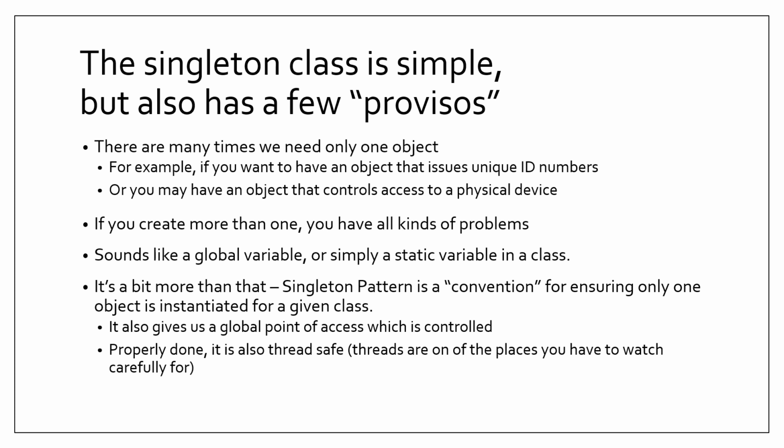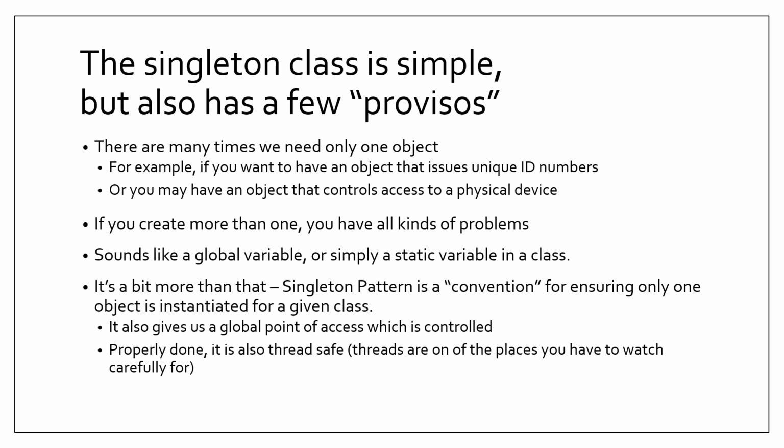Now this sounds like you could just use a global class, a global variable, or maybe set up a static variable in a class. But singletons can do a little bit more than that. And when we use a singleton class, what we're really doing is using the convention for making certain that only one object is created from a given class. And it also gives us a global point of access, as you will see. It gives us a place for everything to go and say, hey, I need to talk to the singleton to ask it to do something for me. And if it's done right, it'll be thread safe.